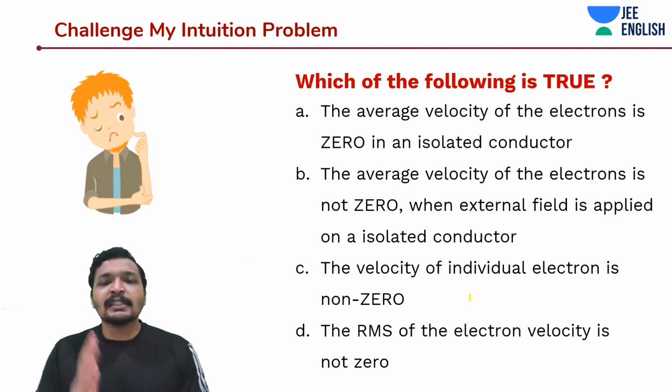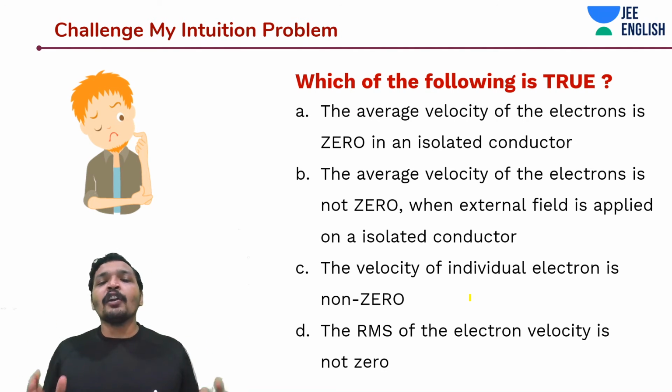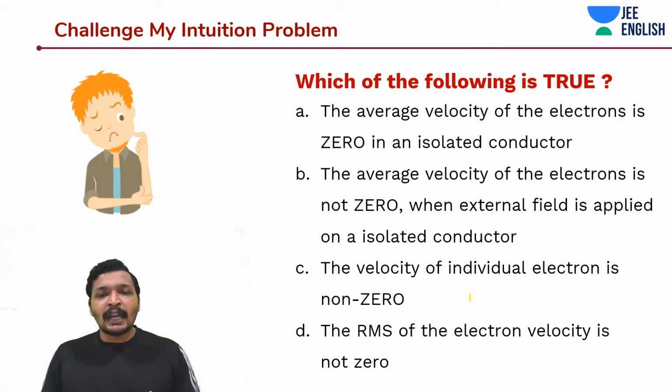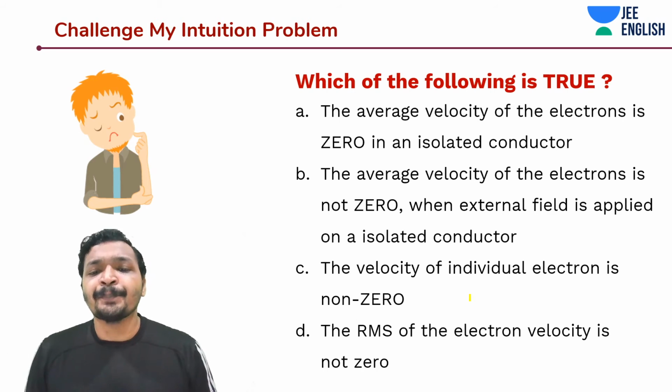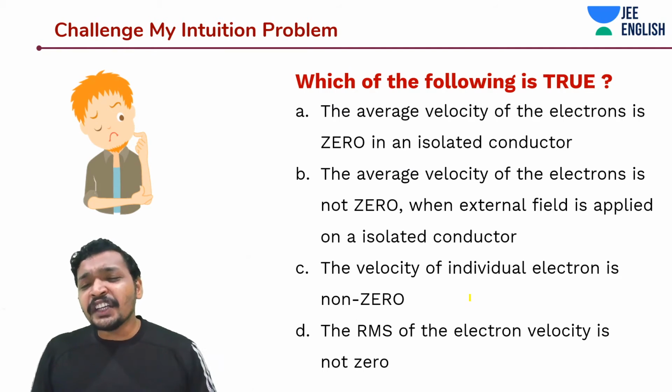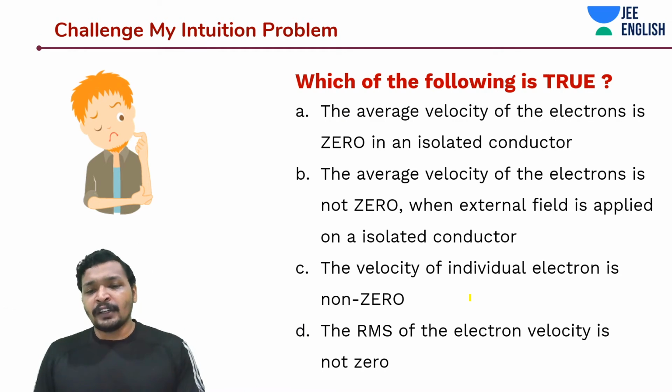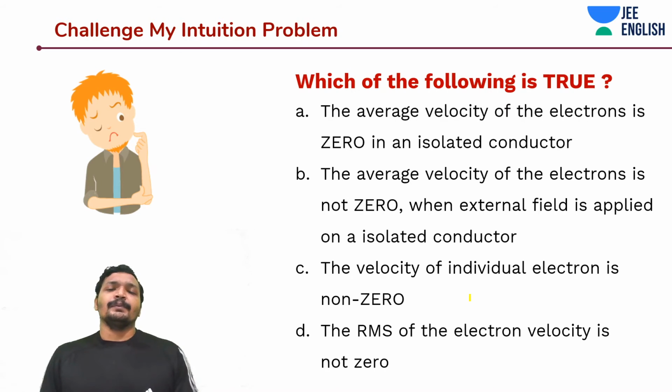Carefully look at this problem. Which of the following is true? The average velocity of electrons is zero in an isolated conductor. The average velocity of the electrons is not zero when an external field is applied on an isolated conductor. The velocity of an individual electron is non-zero. The RMS velocity of electron is not zero. Very basic question around this concept. It's a very easy one.